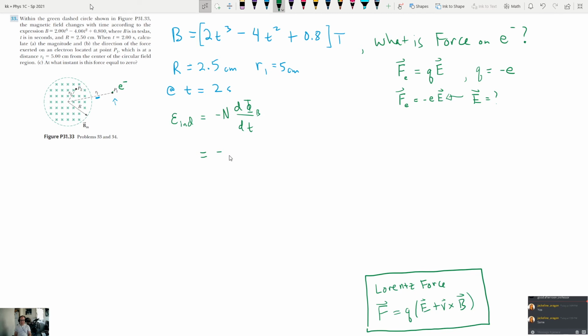So negative 1. There's no turns. Again, this would be the turns in a wire that would be out here. But there are no turns. And there's not even really a wire, right? We're finding the induced EMF basically in free space out here. So then we have dB/dt of the magnetic field, which is a function of time, multiplied by the area.